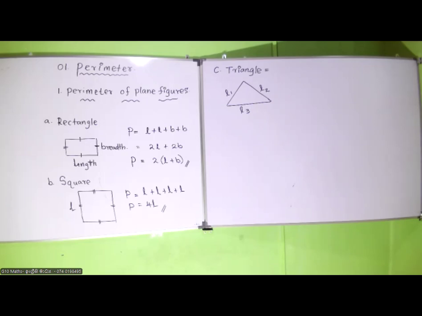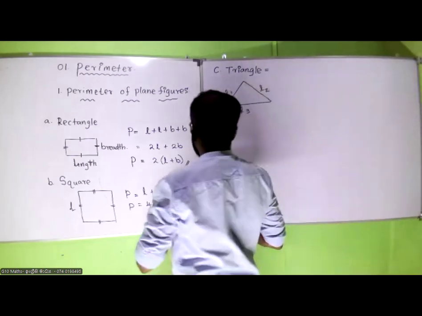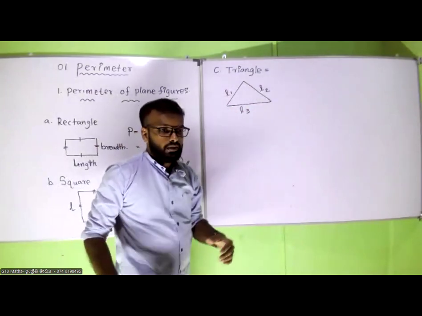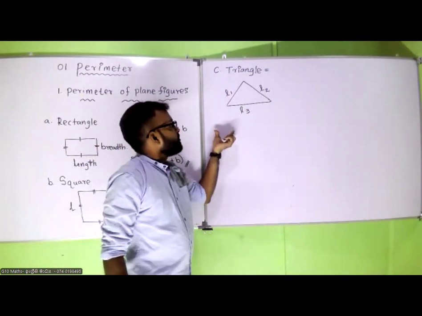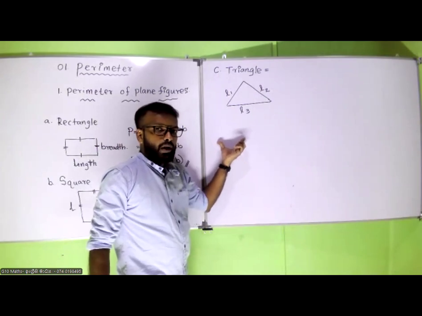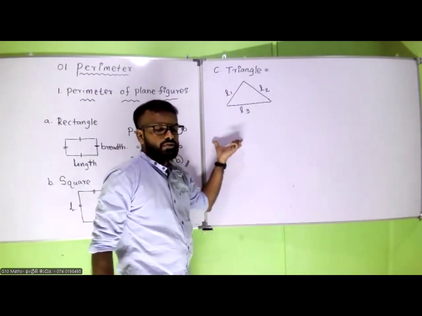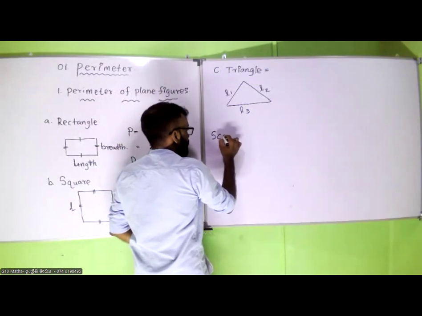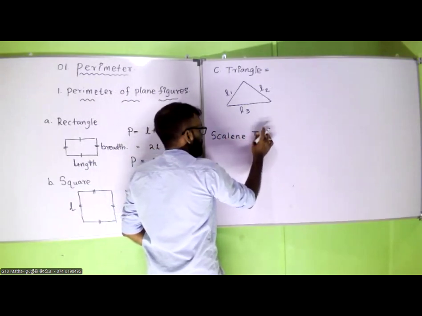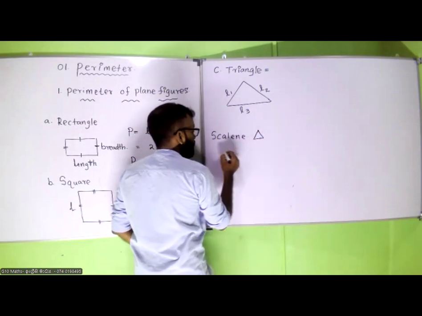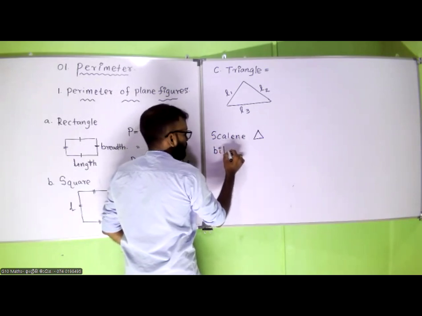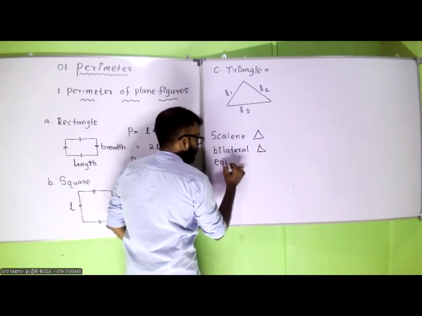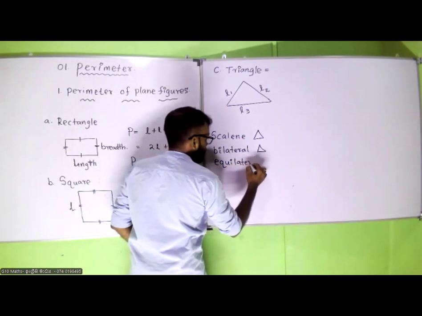According to the lengths of the sides, you can categorize triangles into three types. As Chenita said, scalene triangle, isosceles and equilateral triangle. So these are the three triangles that you have already.